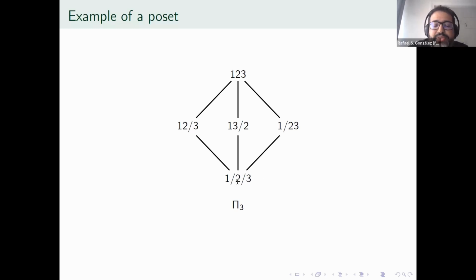So the poset of partitions of a set, in the bottom we have all singletons. Let's say 1 is in its own block, 2 is in its own block, 3 in its own block. And when we go up in the poset, we start merging blocks. So we merge the 1 and 2, and we end up in this element here.